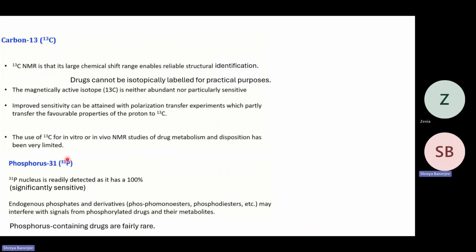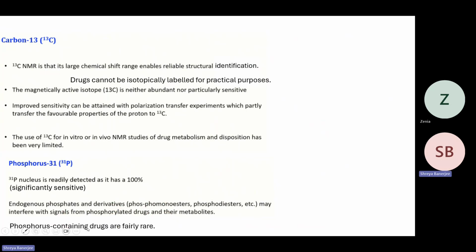31P, on the other hand, is extensively used because, again, it has an abundance of 100%, so it is very sensitive. But the problem with 31P compared to 19F is that there are many endogenous phosphates and derivatives. We know all DNA has phosphodiester bonds and so on. So these may interfere with the signals from the phosphorylated drugs and their metabolites. So there is no 19F containing molecules in the body, but there are a lot of 31P containing atoms in the body, and they can interfere with the drug signals.